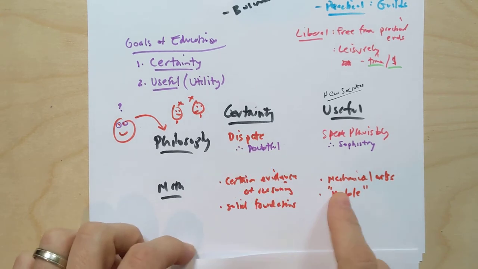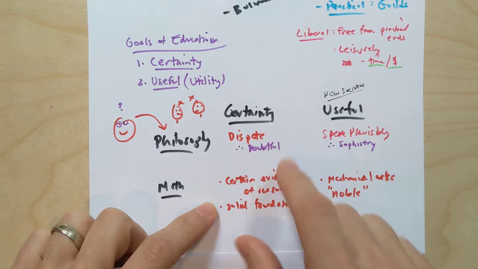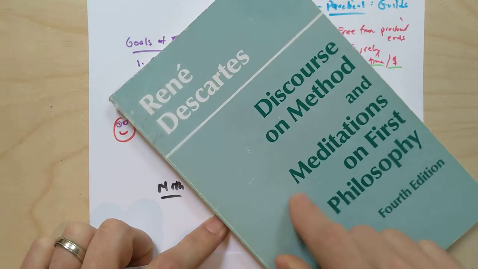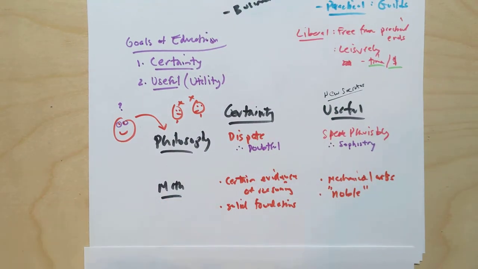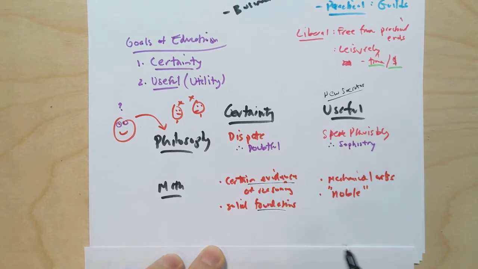Now, remember when we were reading in part one that Descartes fundamentally said that math has its certainty from the certain evidence of its reasoning and its solid foundation. And we got that right out of part one of the Discourse, right? And so for me today, I want us to really understand what he means by the solid foundations and the certain evidence of its reasoning.